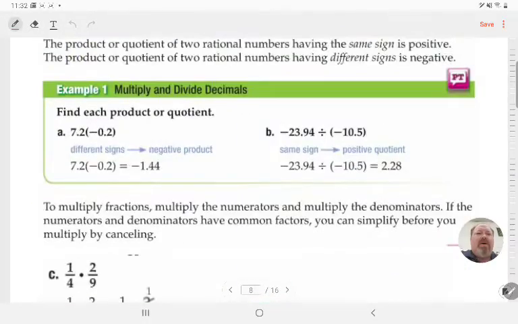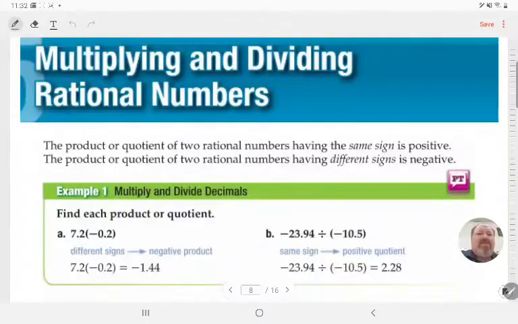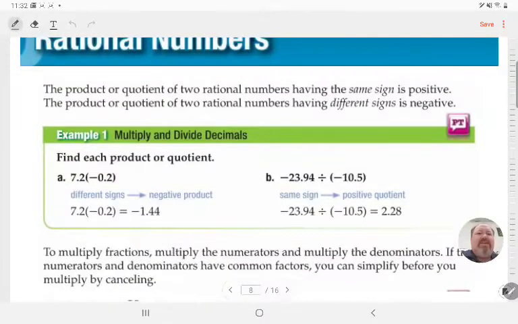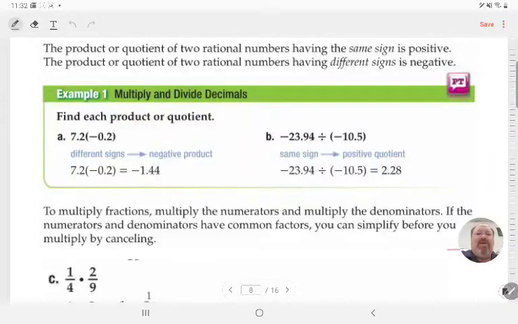All right, let's see. Multiplying and dividing rational numbers. The biggest thing here is if you are multiplying or dividing with the same sign, both positive, both negative, you're going to end up with a positive answer. If you multiply or divide with different signs, one positive, one negative, you're going to end up with a negative answer. And that's all these examples are showing. So if I have a positive 7.2 times a negative 0.2, my answer is going to be negative. On B, they're both negative, so my answer has to be positive.